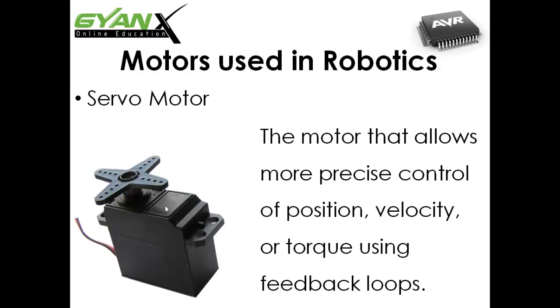Next is the servo motor. A servo motor allows more precise control of position, velocity or torque using a feedback loop. This feedback loop helps in stability analysis and gives better control over movement. These are also called closed loop systems. These motors cannot rotate continuously and hence cannot be used for driving wheels. These motors have a 90 to 180 degree movement.